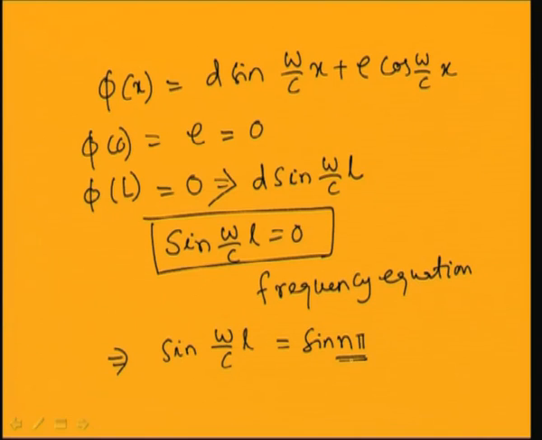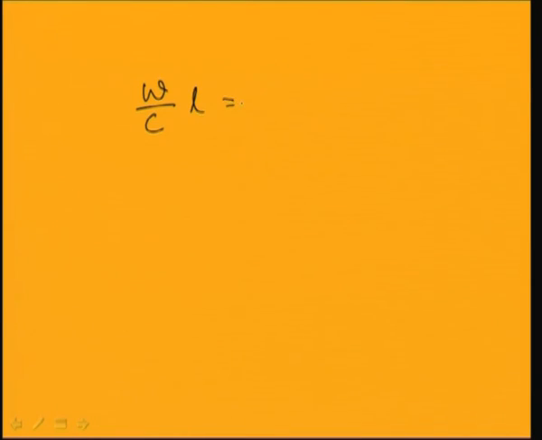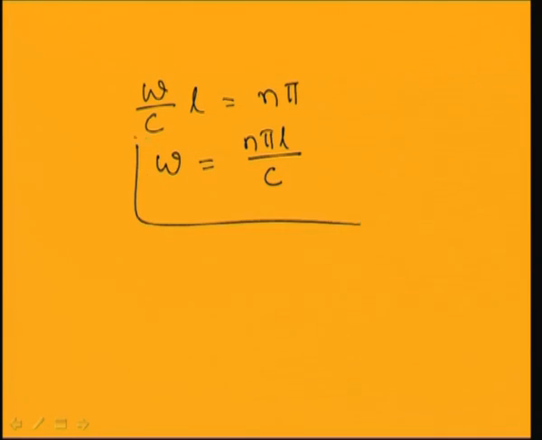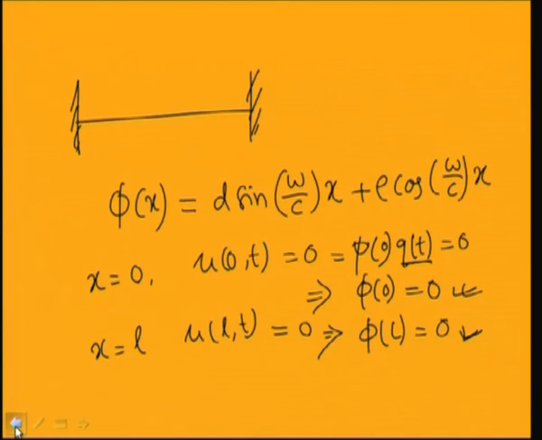Otherwise if you take n equal to 1, the expression becomes omega by c into L equal to n pi. So I can write omega equal to n pi c by L. By writing this omega equal to n pi c by L, we can find the mode shape of the different systems. So here we got sin omega by c L equal to sin n pi, or we can find the response of the system.